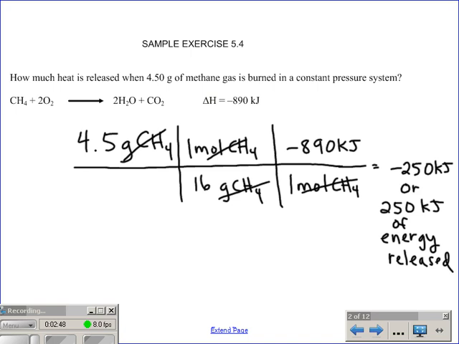Now, if for some reason there was a coefficient in front of CH4, let's say that when you balance the equation, there was a 2 in front of here, you take that into consideration at this point. So in this case, it was only 1 mole of methane released the 890 kilojoules of energy. But if it was something other than 1 mole in your balanced equation, that would reflect right there. You'd use that coefficient and say, okay, 2 moles of CH4 release that much energy according to the balanced equation. But since this one was only 1, we did the 1 mole to energy conversion.